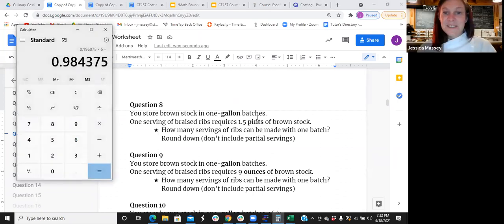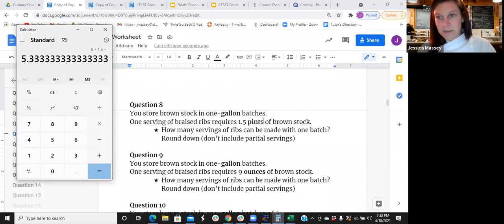Yeah, exactly. So you would take your 8 pints and divide it by your 1.5 pints. That's how many is in our serving. And that gives us 5.3333333333. And we know we can't do a partial serving. We can't serve them that 0.333. So we would have 5 servings.